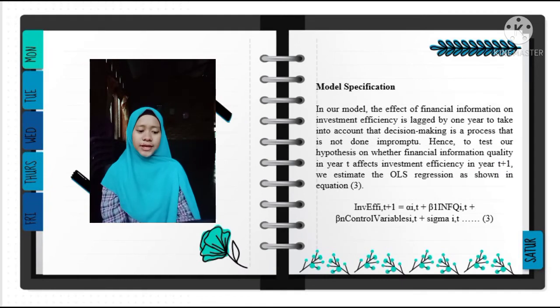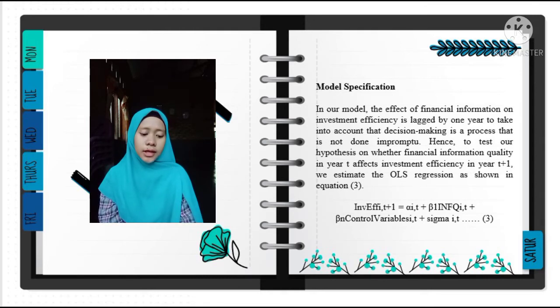Model specification. In our model, the effect of financial information on investment efficiency is lagged by 1 year to take into account that decision making is a process that is not done immediately. Hence, to test our hypothesis, we examine whether financial information quality in year T affects investment efficiency in year T plus 1. We estimate the OLS regression as shown in equation 3.